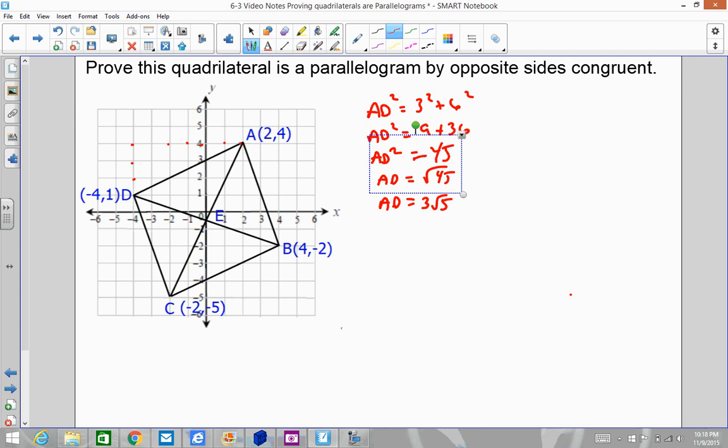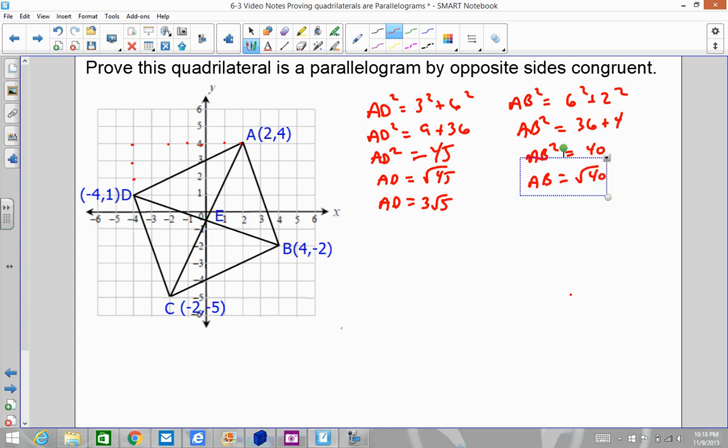All right, let's do the next one. We need AB. So AB squared is equal to, this is 1, 2, 3, 4, 5, 6 down and 2 over. So 6 squared plus 2 squared. So AB squared is equal to 36 plus 4. So AB squared is equal to 40. And so AB is equal to the square root of 40, which is going to be 2 square root of 10. Okay, so to find the length of BC and CD also, we can pause the video and do those.